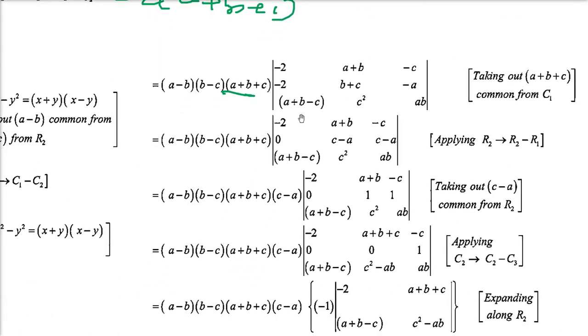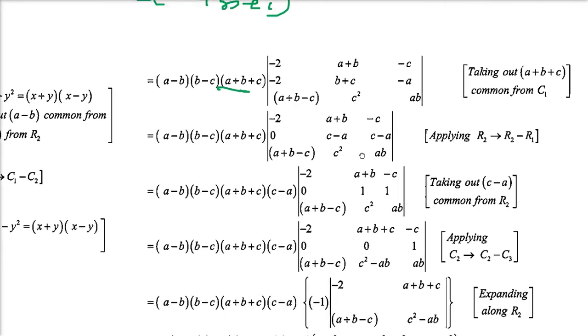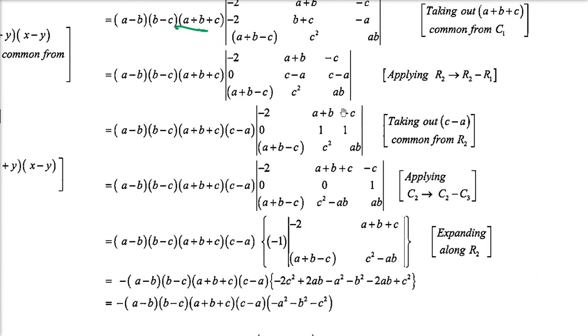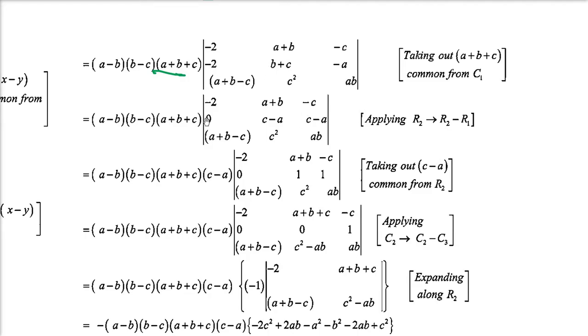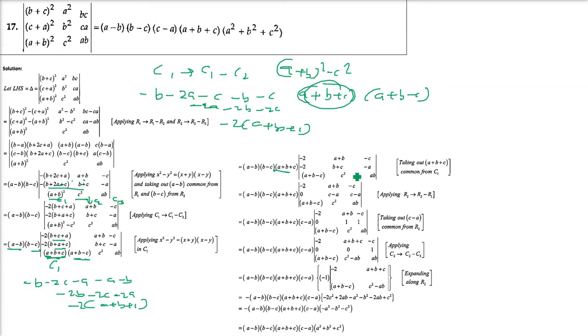Now whatever is remaining, you can make multiple zeros. So you have minus 2 and minus 2. So let us say R2 goes to R2 minus R1. So minus 2 minus of minus 2 is 0. b plus c minus a minus b is c minus a, and minus a minus of minus c is c minus a. So what do we get here? What is the use? See, the second row has got c minus a. So from here you can take c minus a common. You get 0, 1, 1.